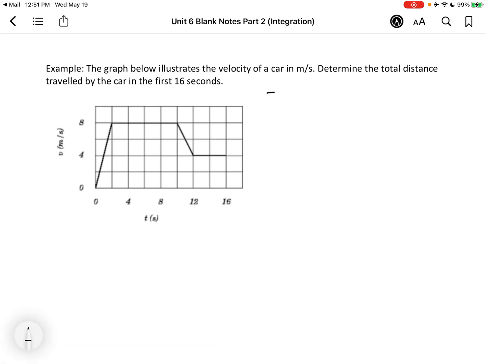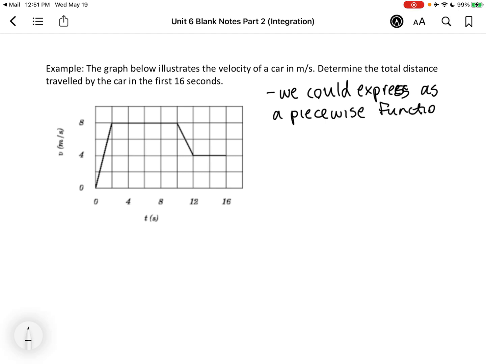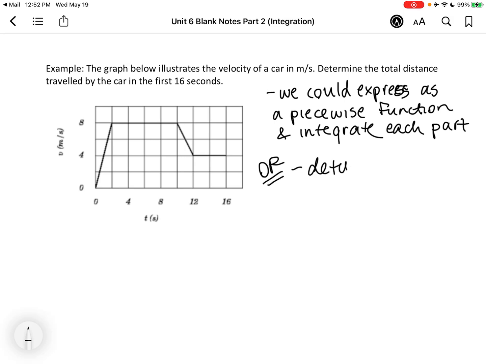So we could express it as a piecewise function and integrate each part. That would be annoying. Or we can just determine the area under the curve.